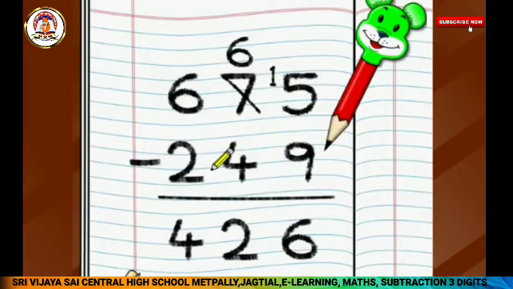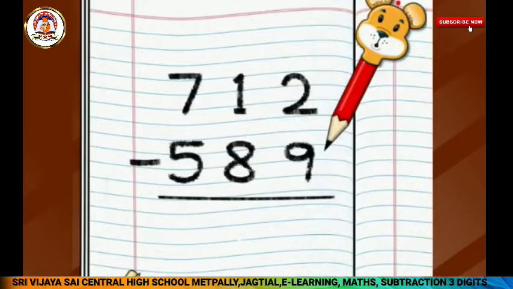675 minus 249 is equal to 426. Isn't it easy? Let's take another problem. This one is further complicated. Let's see why. But the steps are going to remain exactly the same. That is the beauty of maths.